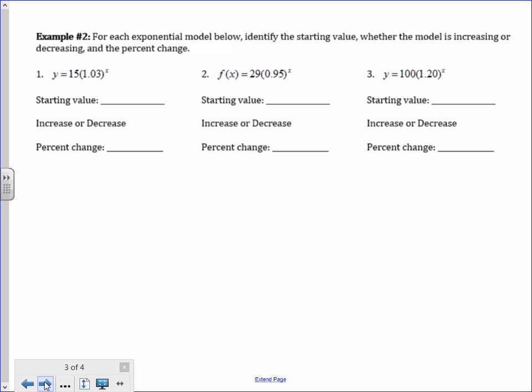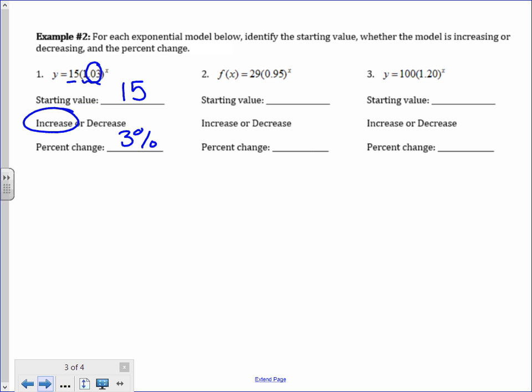You should be really good at this point of finding the starting value. That's the first number that you see, which is 15. Now for increase or decrease, because 1.03 is greater than 1, we are increasing. Now to find the percent change, all I have to look at is the number that follows the decimal place. We know it's increasing, so we just take that decimal that's after the 1 and turn that into a number. 0.03 is 3% increase.